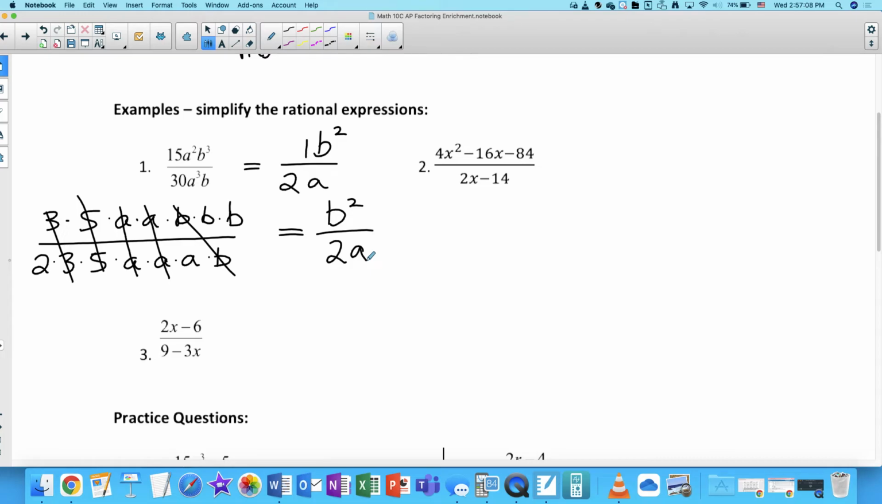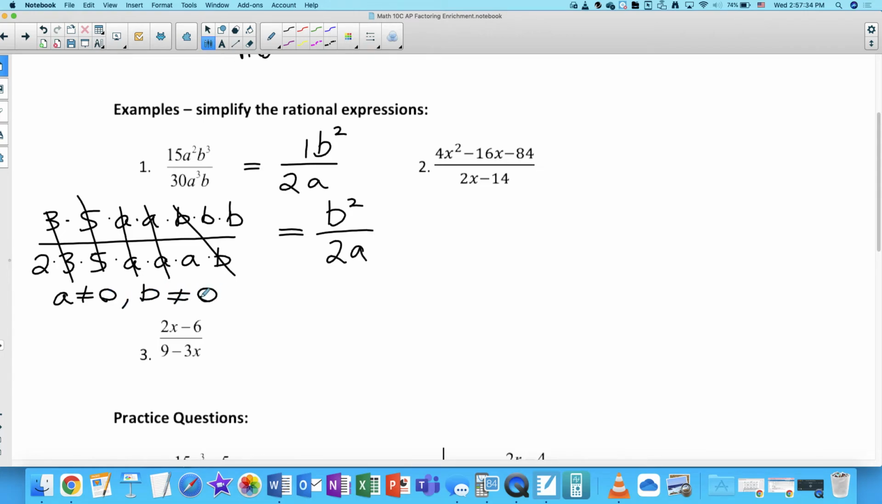Okay, so if I look at all of these, I have 2 different variables. So I have to state the non-permissible values for each one. What value of a would make the denominator 0? 0. So a cannot equal 0. And what value of b would make the denominator 0? 0 for the original one.